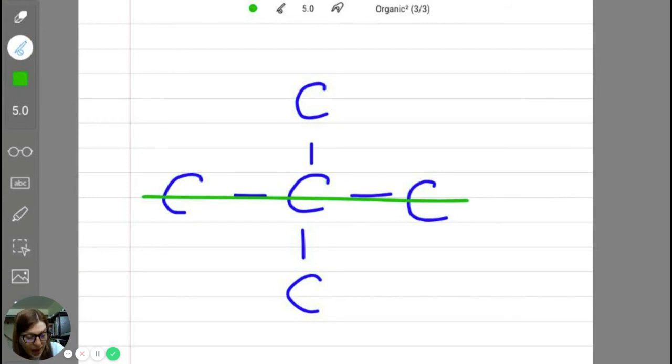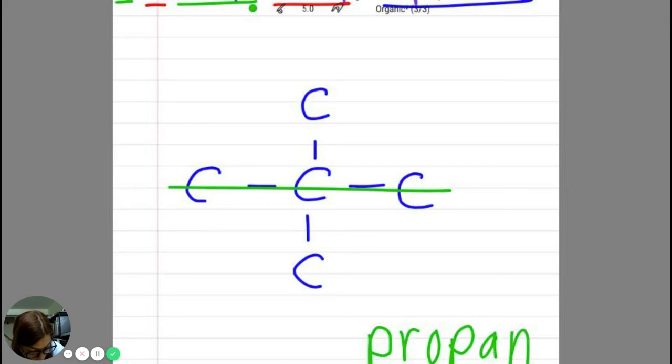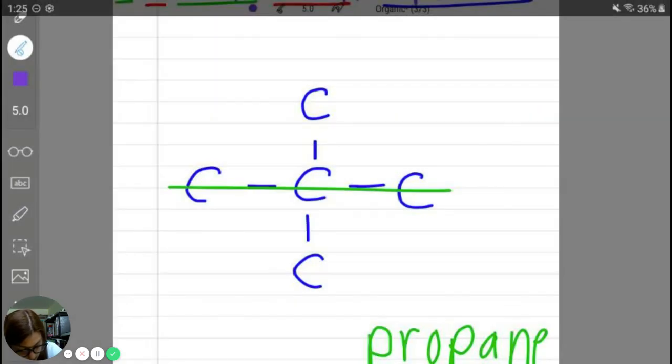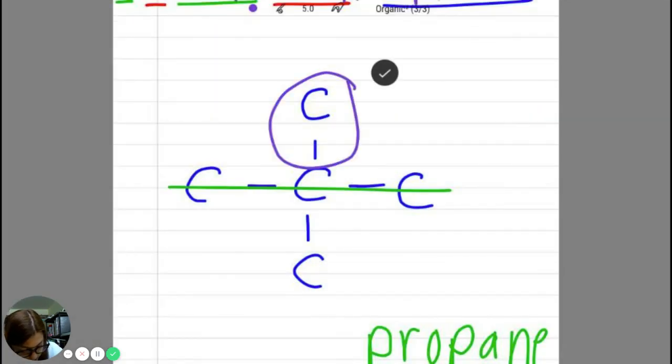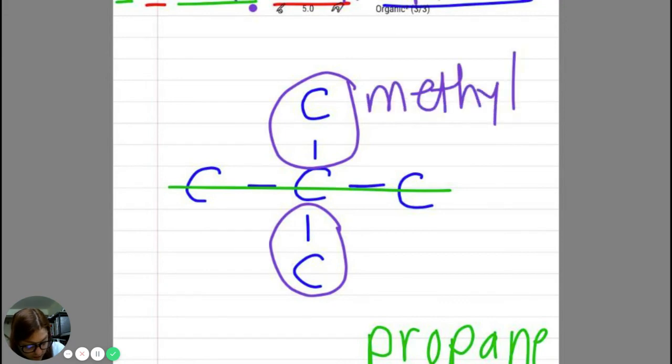Now, after this chain, we have a 3-carbon chain. It's all single bonds. So you should remember from the previous lesson that this base or main chain is a propane. And this propane is special because it has 2 things dangling off of it. It has something here and it has something here. Now, each of these is a 1-carbon dangle, so they are 2 methyls.